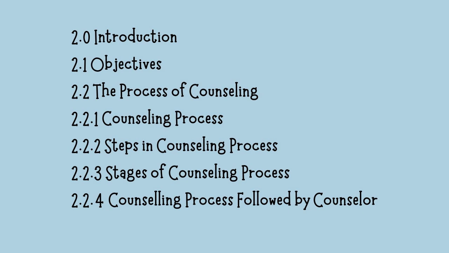Now, what are the stages of the counseling process? Effective counseling involves 4 main stages. First is identifying the need for counseling. As a counselor, you need to recognize whether counseling is needed or not for the client. Second is preparing for counseling. When you know that counseling is needed, you plan and set up a counseling session, and the session needs to be confidential.